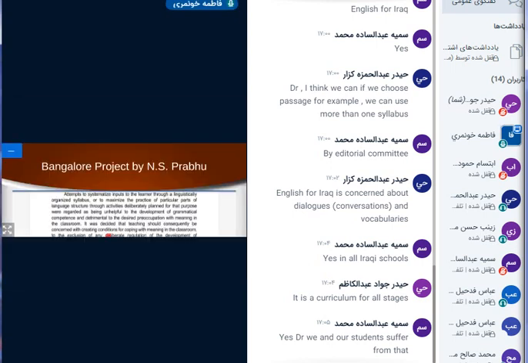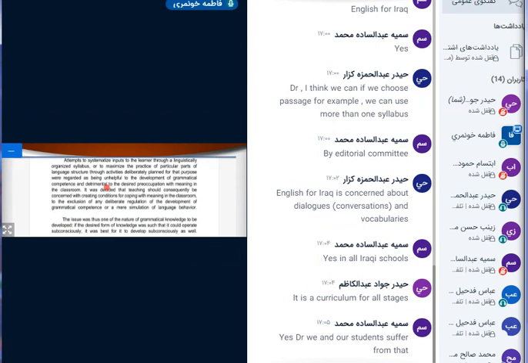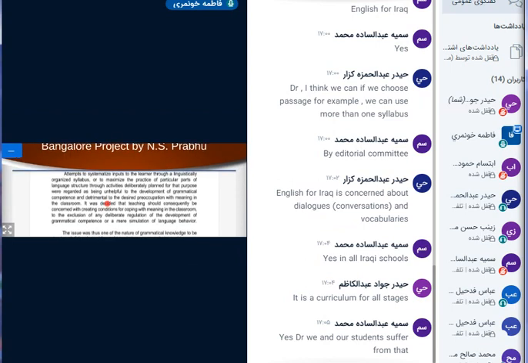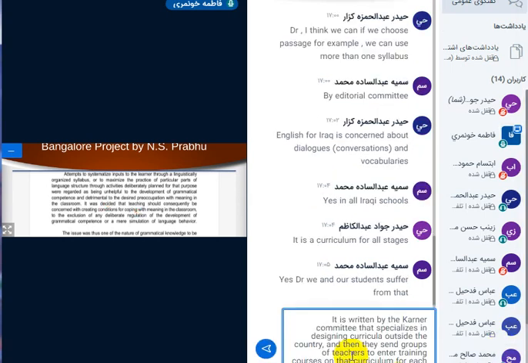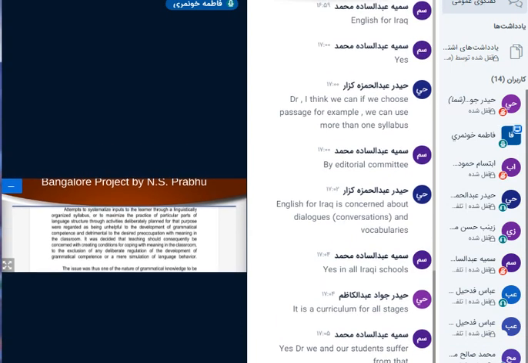And in this, I talked about the Bangalore project by Prabhu. He understood that if he designed some tasks and activities in which students focus their conscious attention on meaning, then their subconscious attention will definitely grasp the grammatical structures of the language, and they will develop their grammatical competence this way. So let us now move on to. So we are done with.